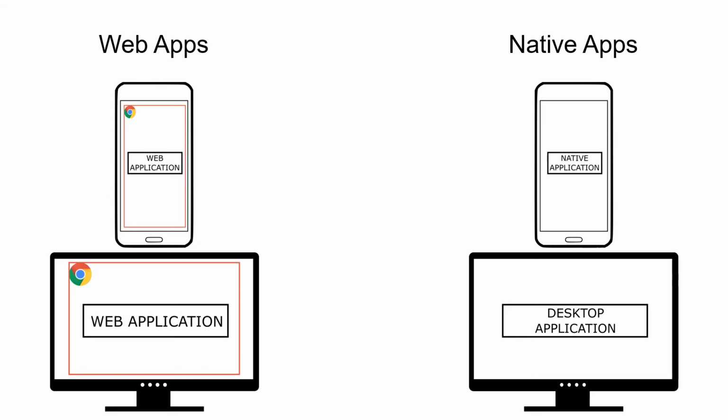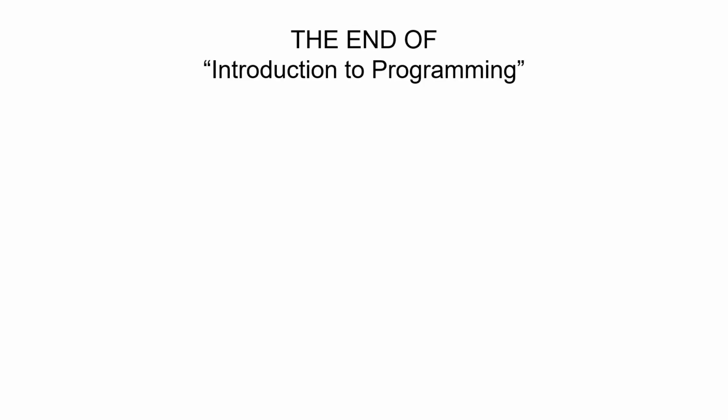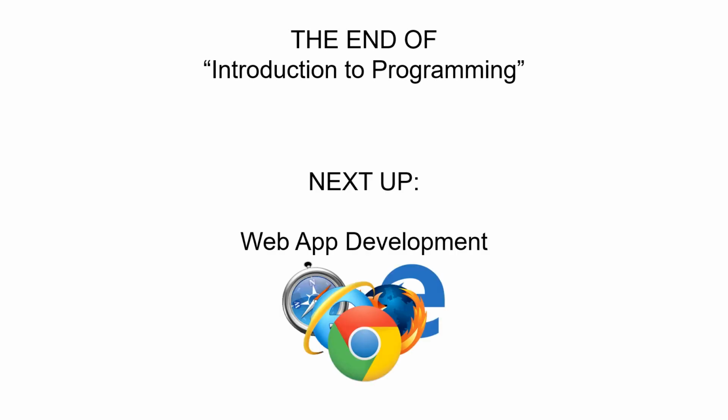In some cases, to increase your reach, you may consider creating both native and web versions of your app. Take all the social media platforms, for instance, Facebook, Twitter, Instagram, etc. Almost all have native apps and web apps that are accessible through a browser. And that brings us to the end of our introduction to programming section. Next up, we'll be diving into web app development.